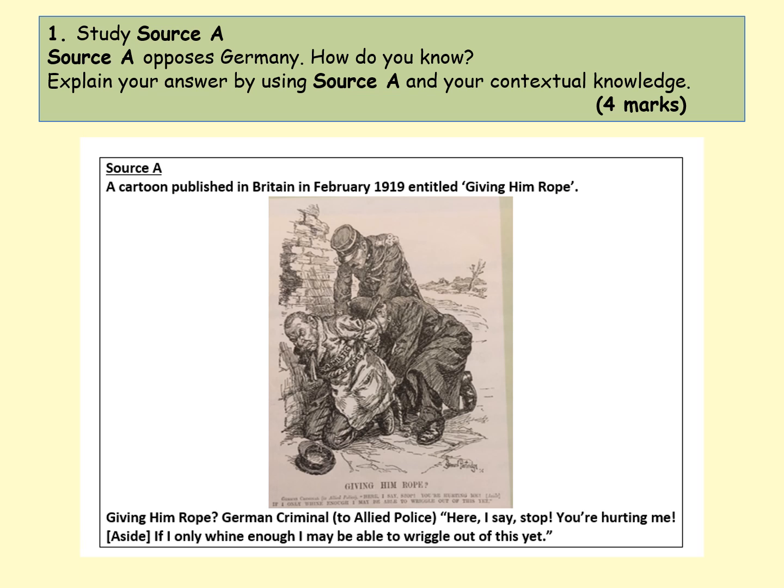Question 1 said, study source A. Source A opposes Germany. How do you know? Explain your answer by using source A and your contextual knowledge. So you only need to spend 6 minutes on this question.